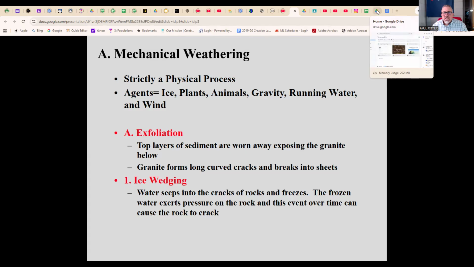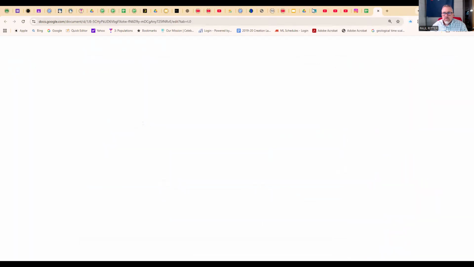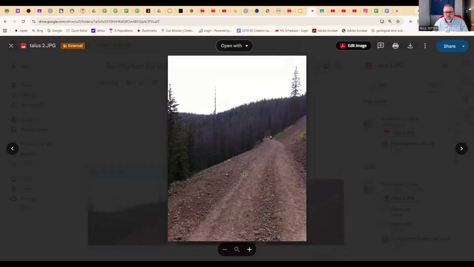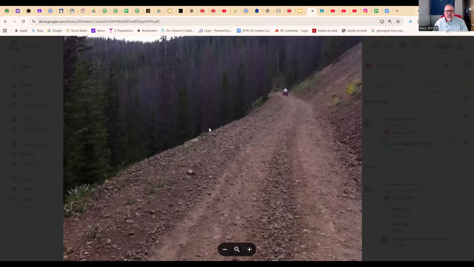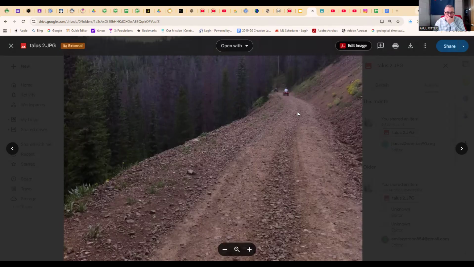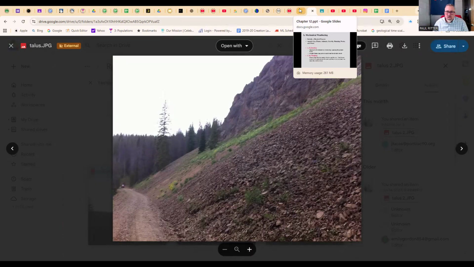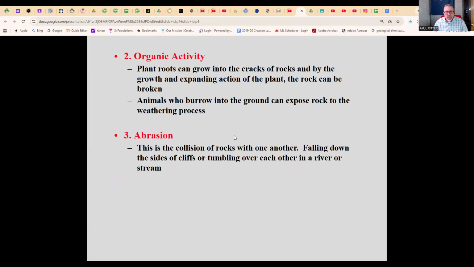This image right here, this is an image of rock that was on the side that broke off of a cliff. And you can see here's the cliff: freeze, thaw, expand, crack, drop, gravity, break, right? So this is a good example of ice wedging.